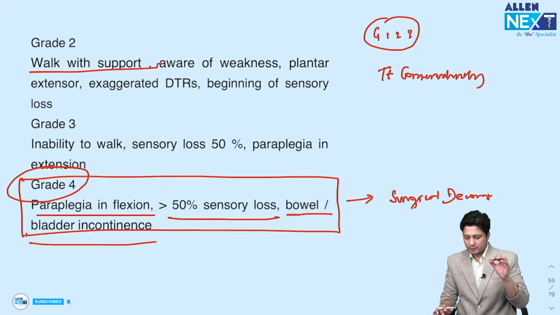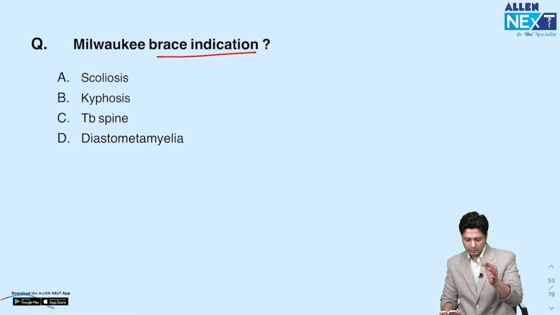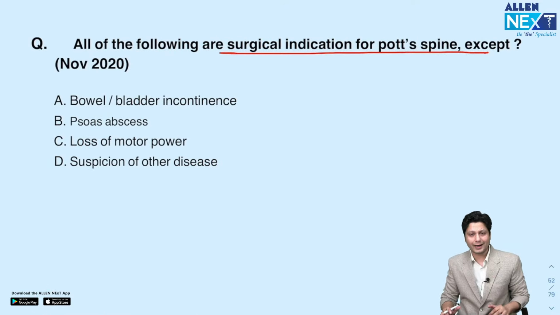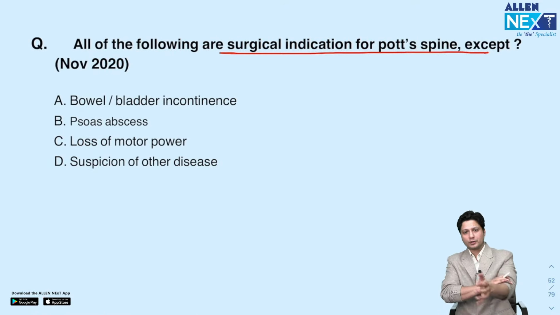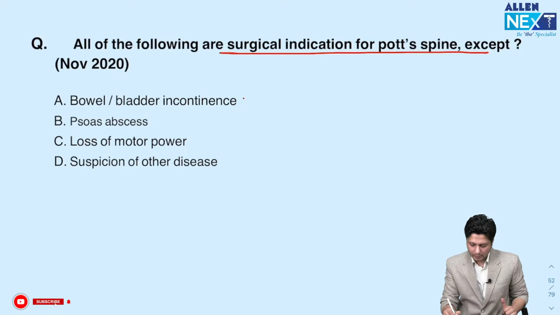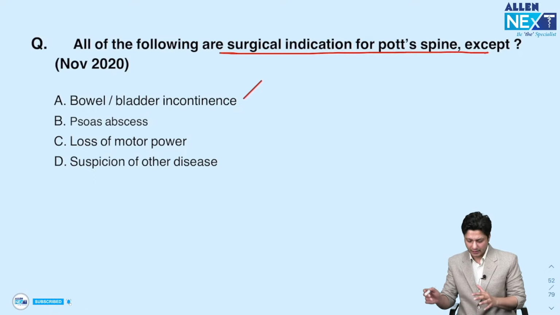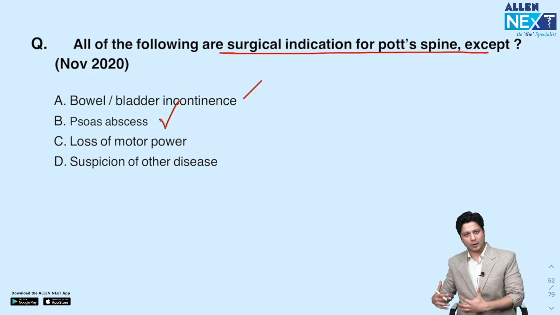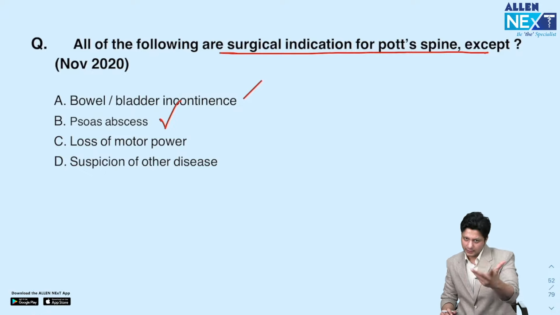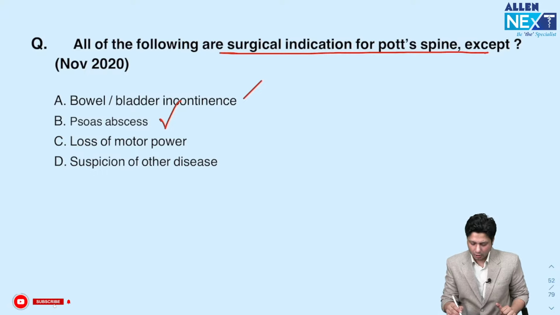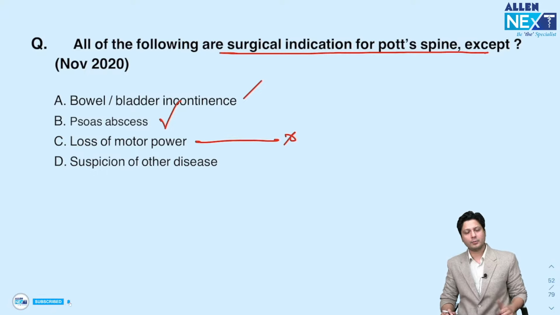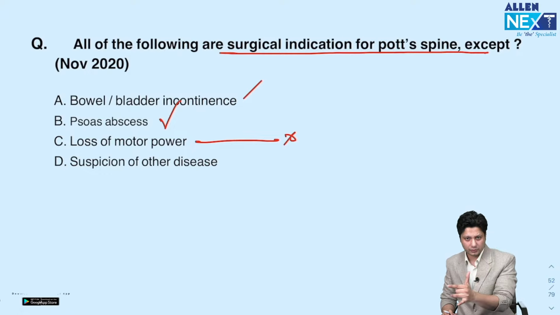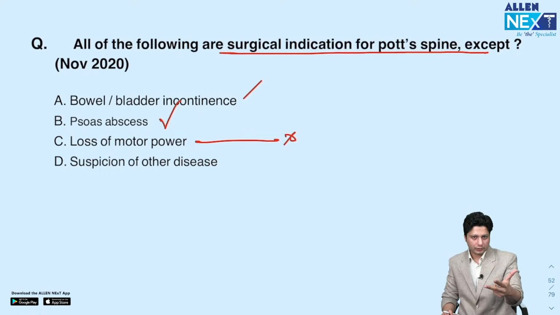So if you go back to the question, what was the question? All of the following are the surgical indications for Pott's spine except. Bowel bladder incontinence, yes, it is a surgical indication. Psoas abscess, if there is too much collection of abscess in the psoas region that requires to be drained, yes, it has to be drained. Loss of motor power, absolutely not, because it is lost in case of grade 3 also. It is lost in case of grade 2 also. So loss of motor power is not the sole indication where you have to perform surgery.